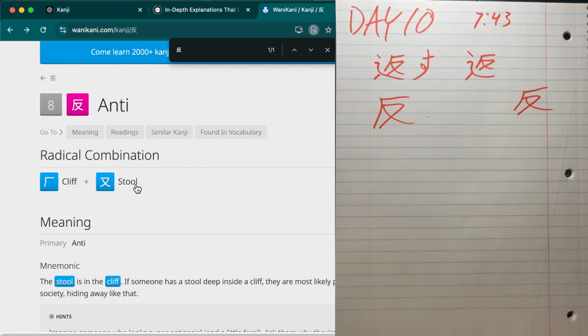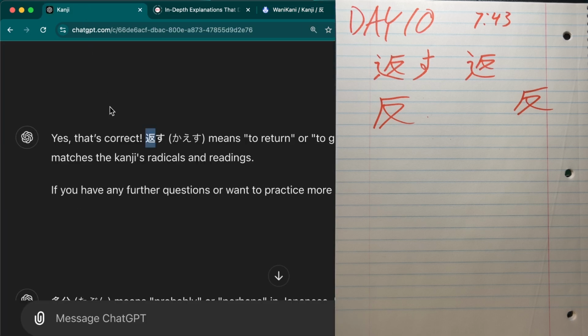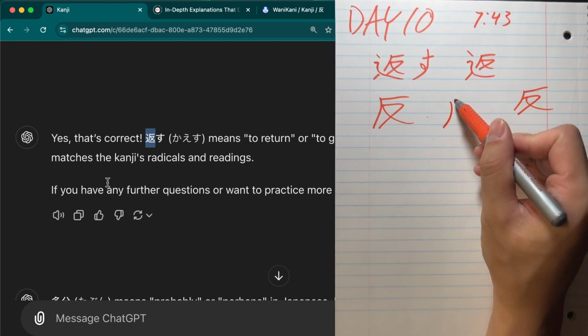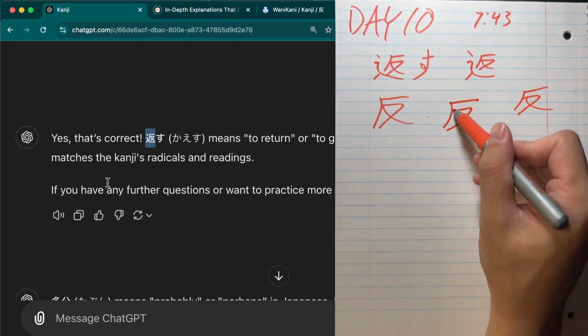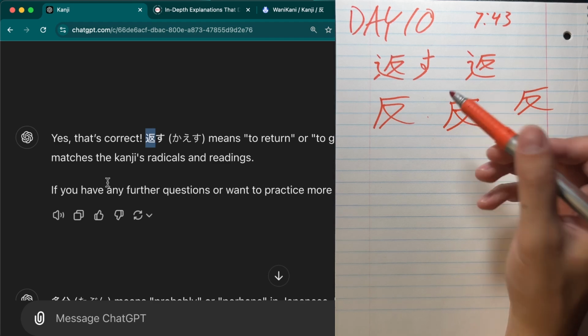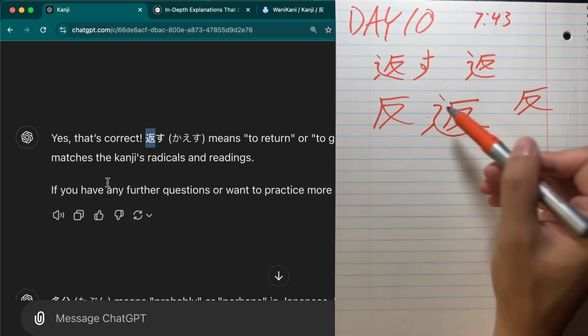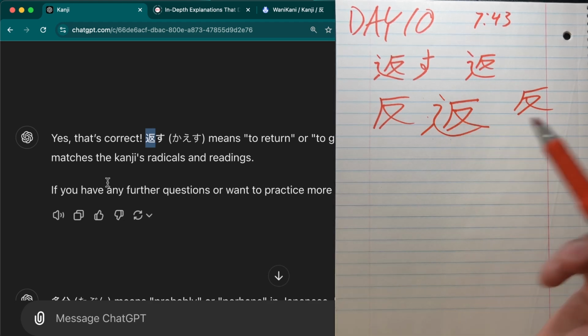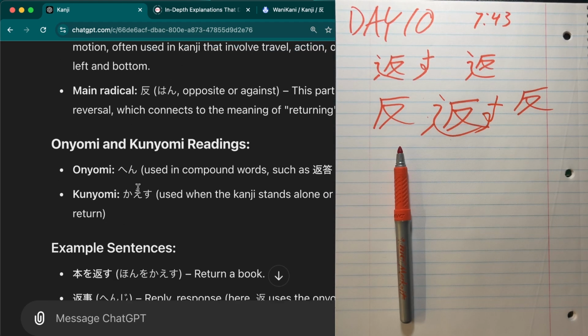That's a very strange mnemonic. I kind of don't really like that mnemonic, to be honest. Okay, han, so cliff and stool. I think I can just remember that. If we go by the meanings, this is indicating that something is under this, and this indicates again or right hand. I don't know. Either way, if we put it on top of movement, it means to return. Okay. Kaesu. All right, let's move on to the next one.